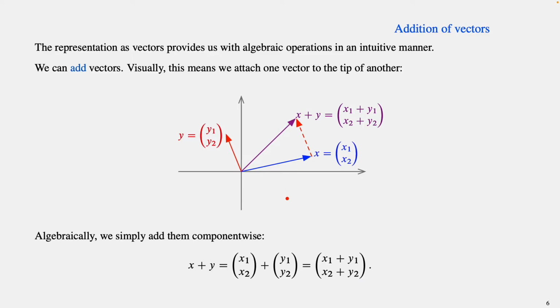And algebraically, this is the same as simply adding the components of the two vectors. So in each coordinate, we add the respective entries in the vector. So x plus y, if we write x as x1, x2, and y as y1, y2, then x plus y is x1 plus y1 and x2 plus y2.